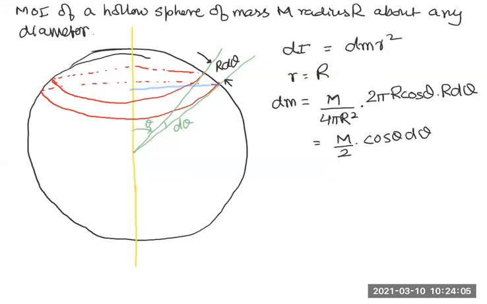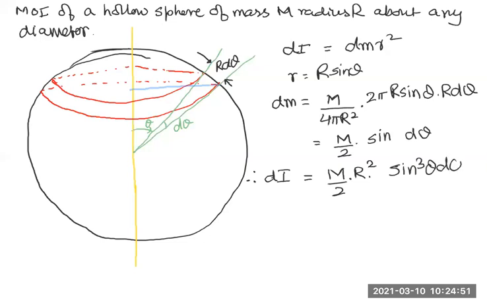So the radius is not going to be this. We will have r sine theta, and dm will be mass per unit area multiplied by area of the ring, which is 2 pi r sine theta d theta, which is equal to m by 2 sine theta d theta. And therefore, dI will be equal to m by 2 into r square sine cubed theta d theta. So I will be equal to mr square by 2 integral of sine cube theta d theta.